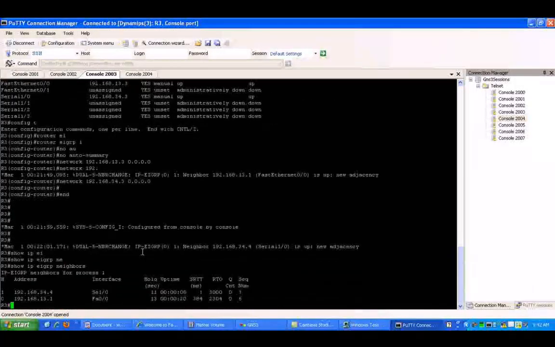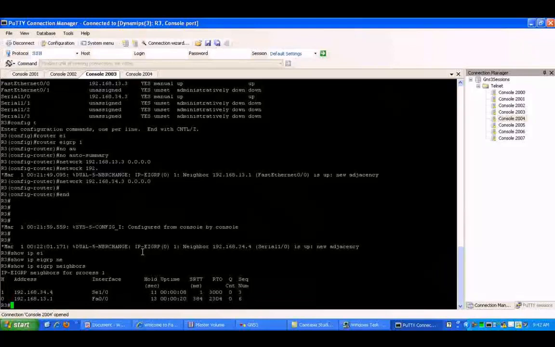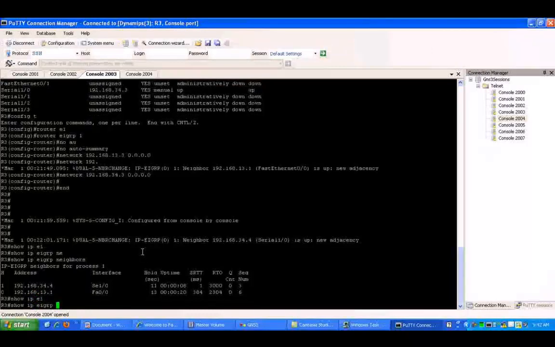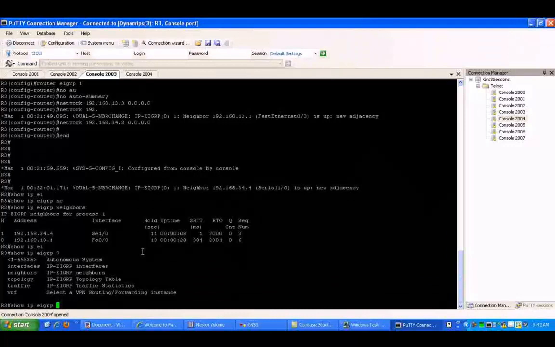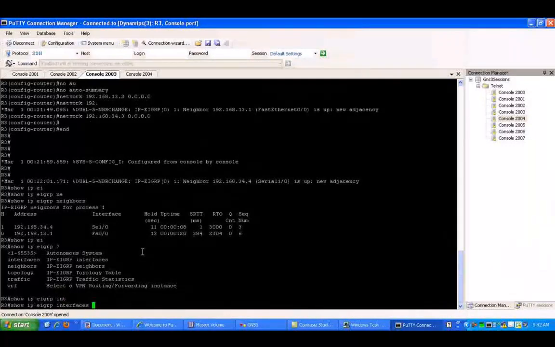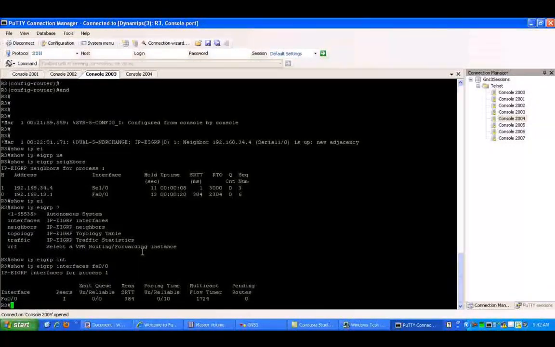If I do a show IP EIGRP neighbors, we can see that we have now formed two neighbors with router 1 and router 4. Another helpful command we can do is show IP EIGRP interfaces, and then we can look at just one interface with this command.